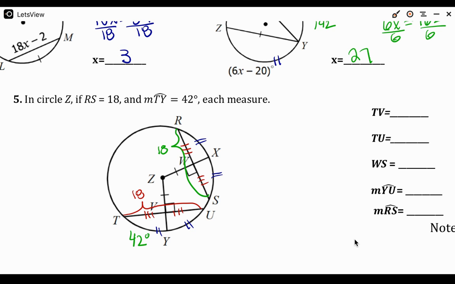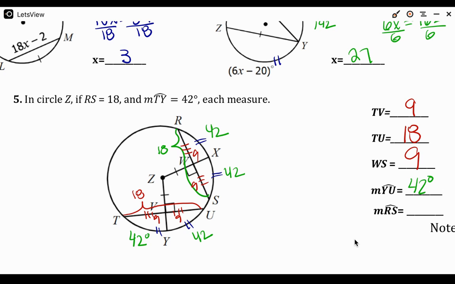Okay, so if we know the whole thing's 18, that means all of these little pieces are 9. So we know that we're looking for TV. TV is 9. TU, 18. WS, 9. Our arc, YU, well, it's congruent to TY, so these are all 42. So it is 42 degrees.